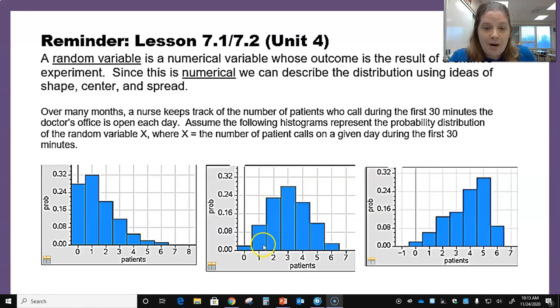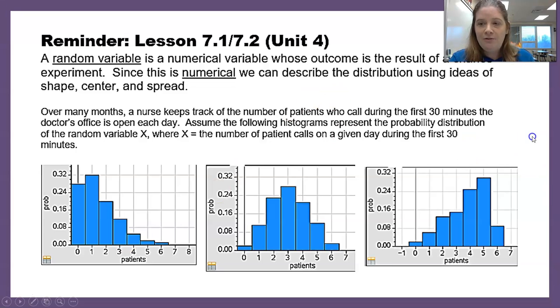So in this middle graph right here, it looks like 0 people called about 2% of the time. So that means over a very large number of calls, about 2% of them said 0. Okay, so we're going to read these as probability distributions. And since they are numerical, we can say things like, it looks like the center is approximately here. It looks like the shape is approximately this. Okay, so we can talk about it using those ideas.